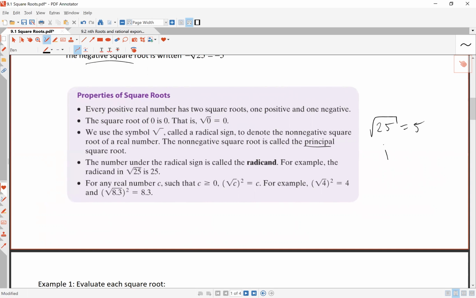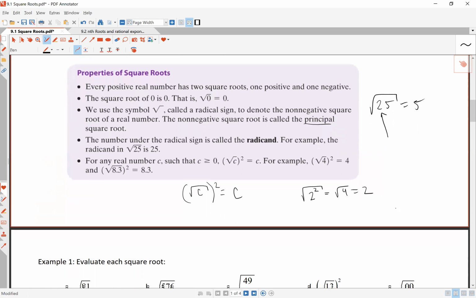The number underneath the radical is called the radicand. The radicand is 25. And the properties of square roots. When you take the square root of something non-negative and you square it, you get what you started with. And we also know that if you take the square root of something squared, that's the square root of 4, and you get 2. So the square roots and the squares undo each other.